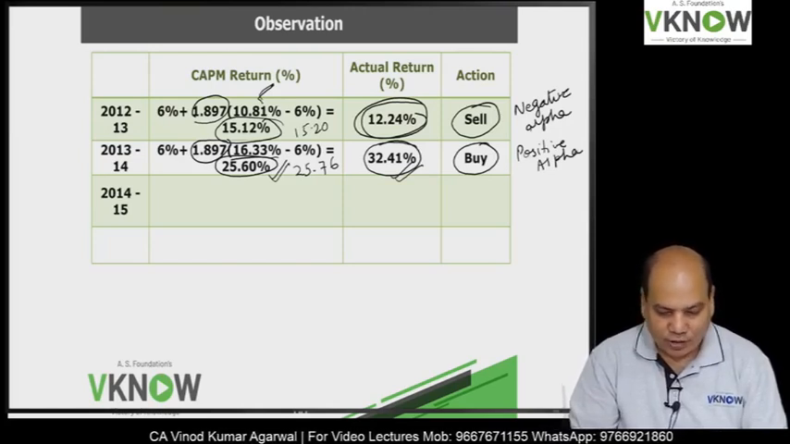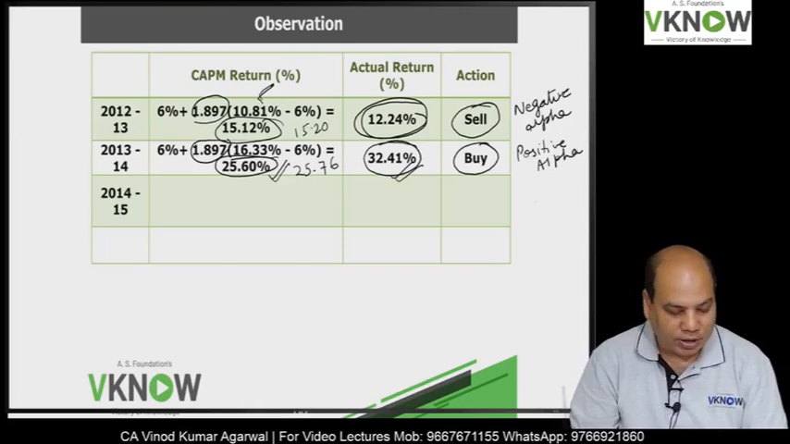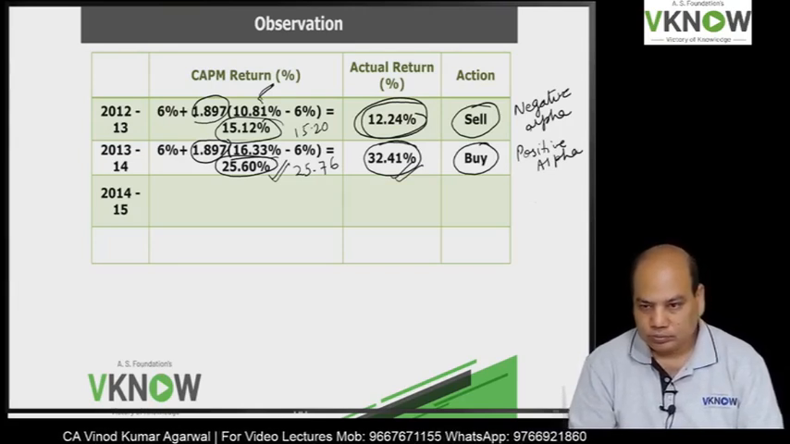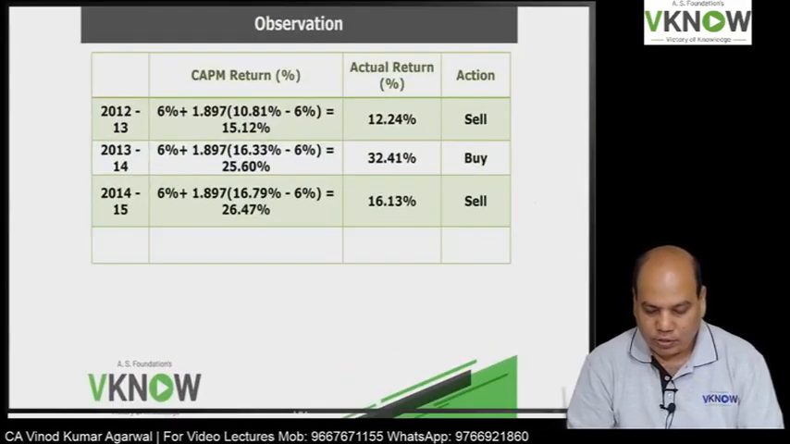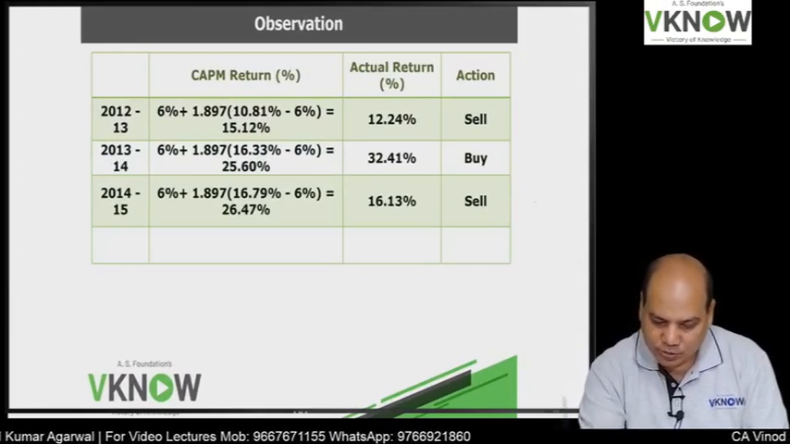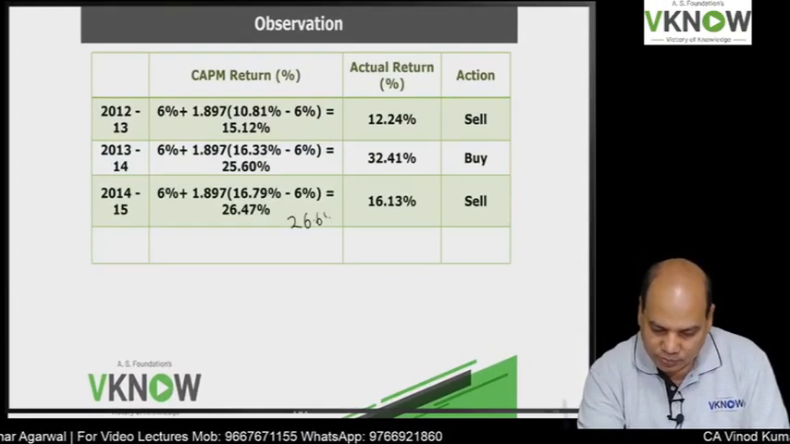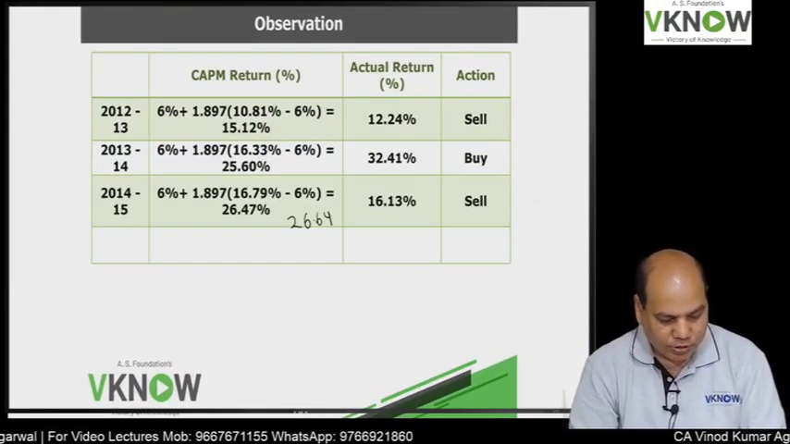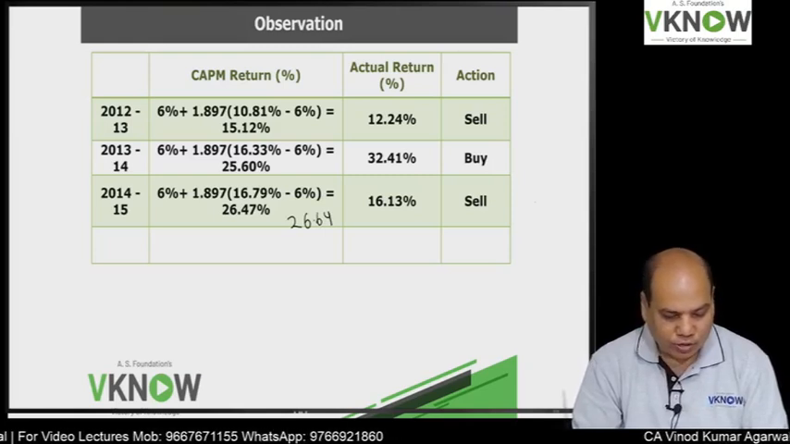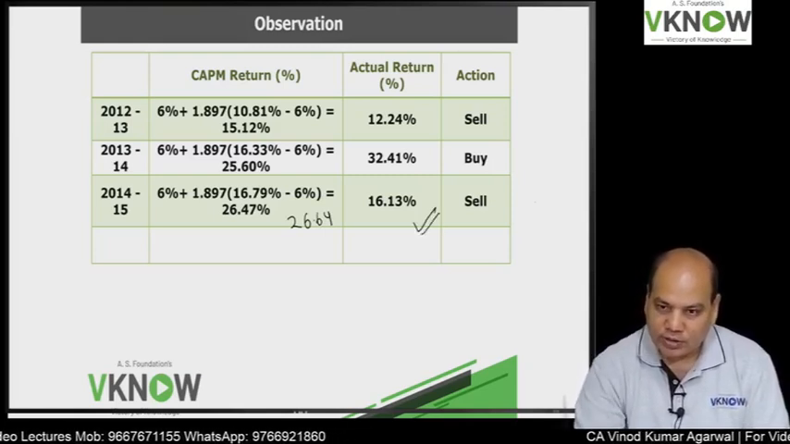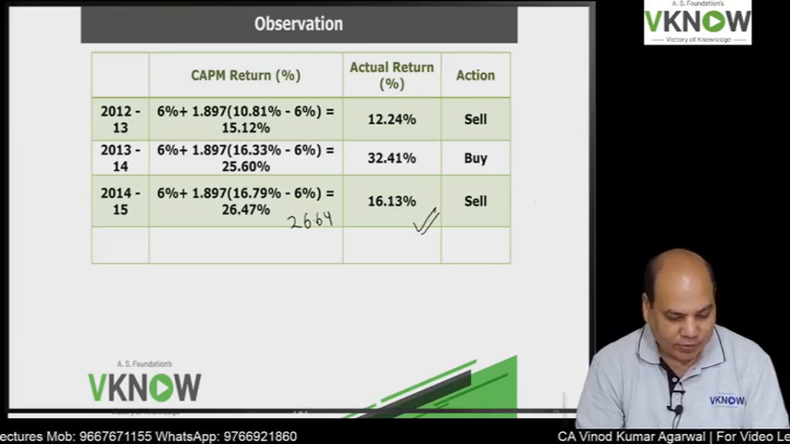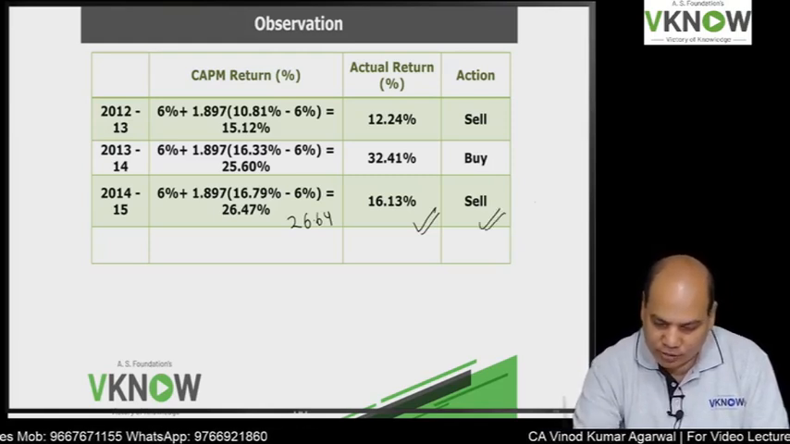How much is the answer for last year? Yes, come on, CAPM return. Nobody is replying. Is it 26.47 approximately? 26.64. And what is your actual return? Last third year, 16.13 is there. Your answer is sell.